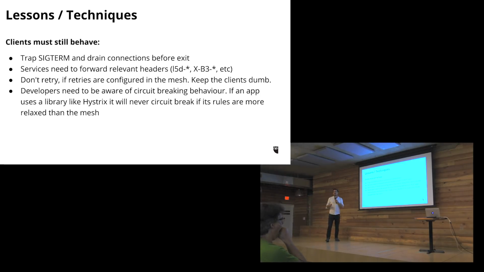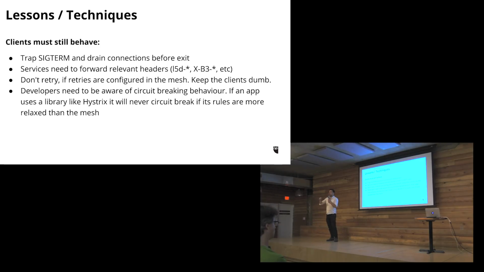Another thing is that your clients still must behave. You have to trap shutdown. You have to drain your connections cleanly. You have to do all that stuff. You just have to be a good service. And as I was saying before, with per request routing and distributed tracing, you're going to have to forward headers. If you have Zipkin headers or some special headers that the service mesh is using, there's a subset of headers you need, and if something comes in and you're making a request to another service, just forward those on. It's actually pretty simple.